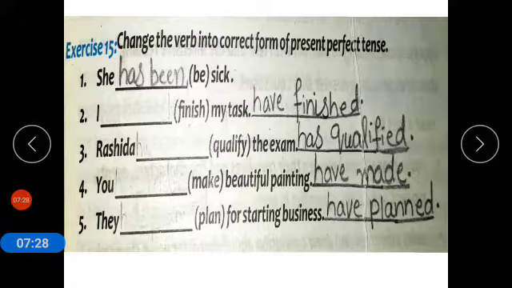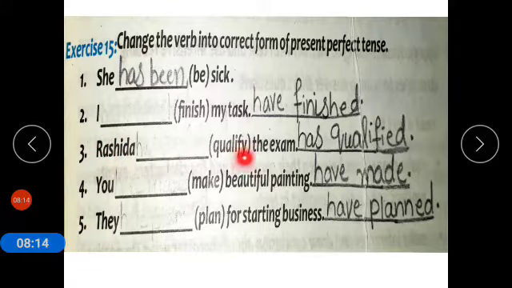There are some words written in parentheses and we have to use these in the sentences and make them present perfect tense. She dash sick. She has been sick. We have used the auxiliary or helping verb of present perfect tense and the verb which is the third form of verb. So, she has been sick. I dash finish my task. I have finished my task. So the auxiliary is have and we use the third form of verb, finished.